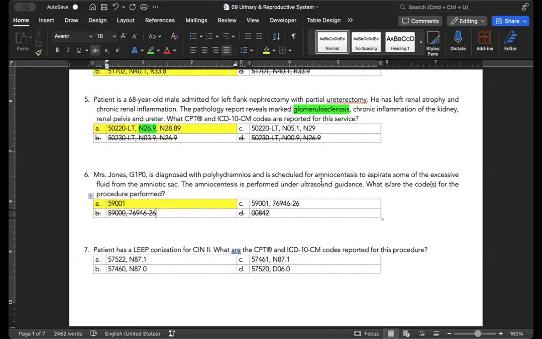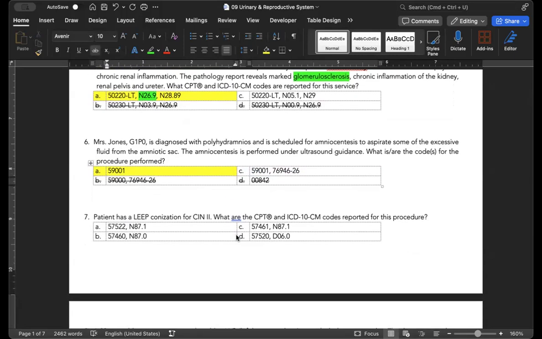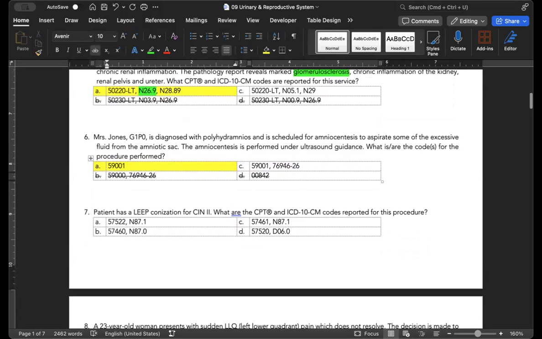So from a testing perspective, don't go, oh, there's ultrasound guidance, we need a 769 code, right? We need a 70,000 code, and just automatically pick that. You always want to go to your code and see if your code includes the radiological component within that code description. Okay. Any questions on that one?